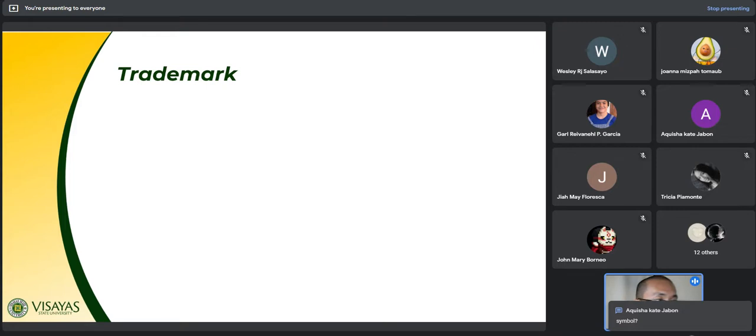Okay, from Akisha, she had mentioned that trademarks are symbols. Yes, class, trademarks are symbols which give identity to a specific company. So, it's like their unique identity. Once you have this trademark, then others can no longer use this symbol used to represent a specific company.